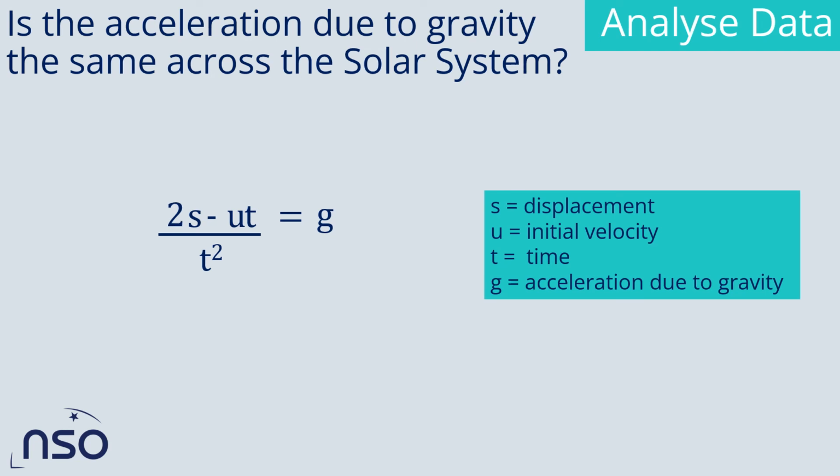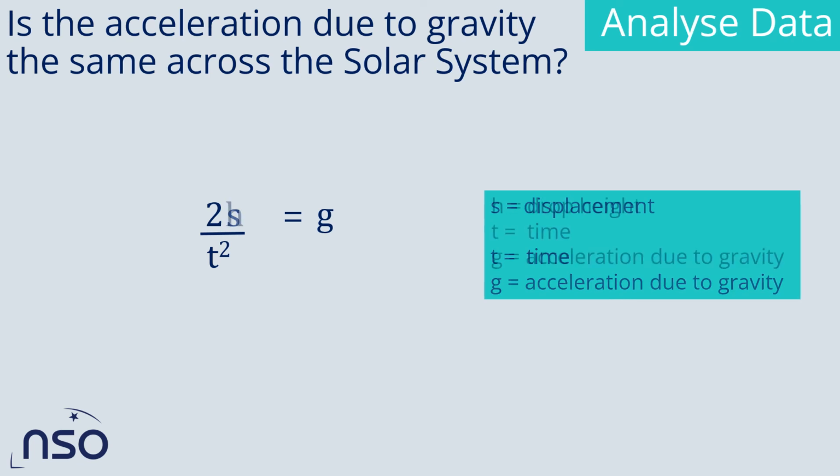Since the ball has no initial velocity, u equals 0, and we can simplify the equation. In this experiment, we are dropping the ball from a height, and this is our displacement. So S becomes h, our drop height.